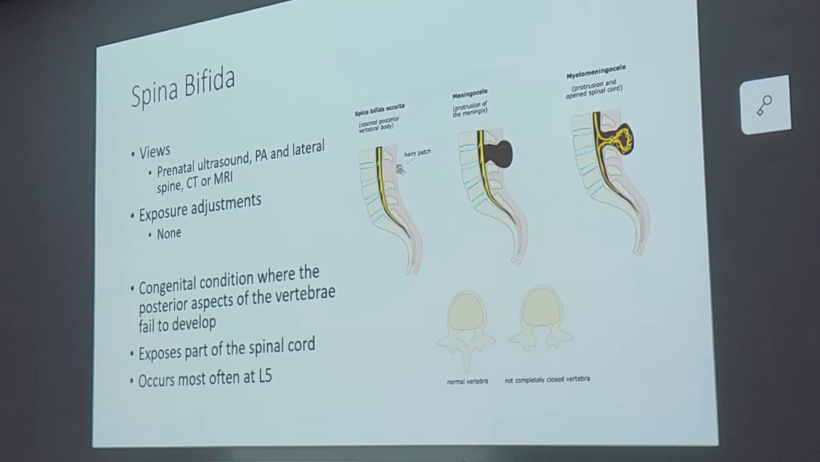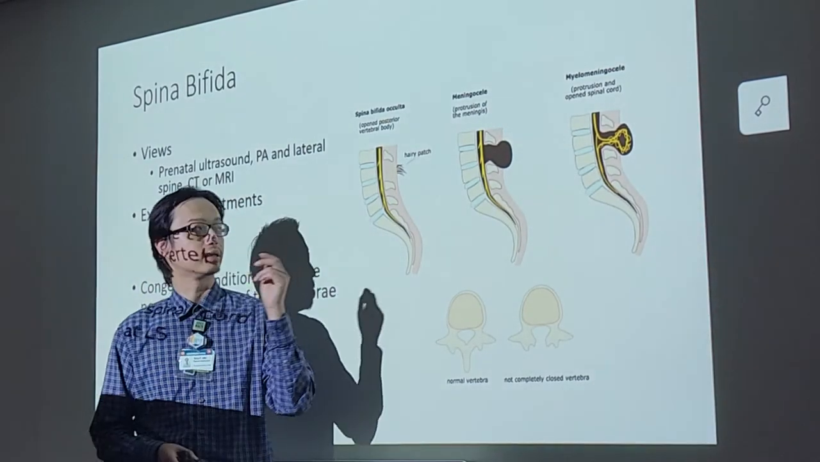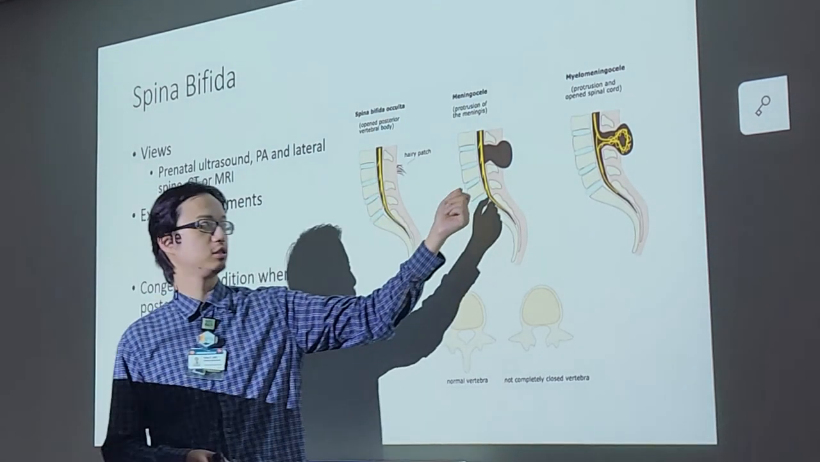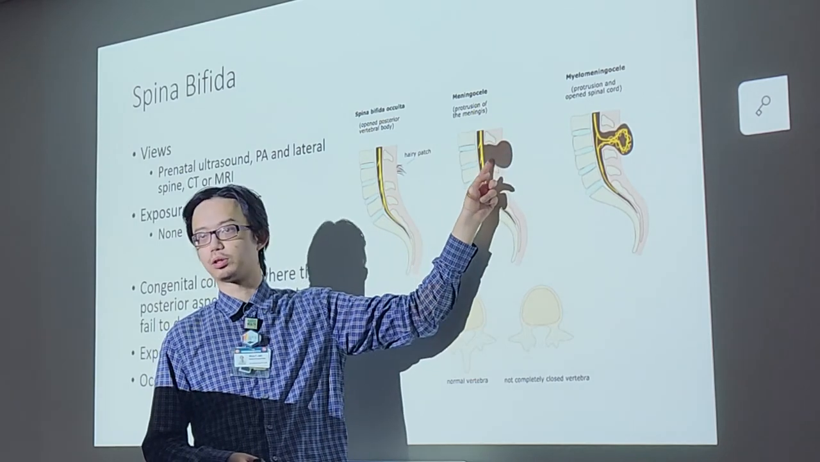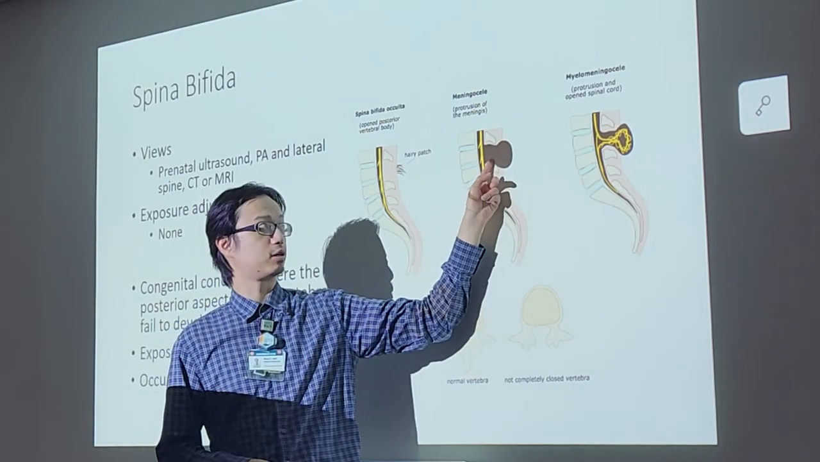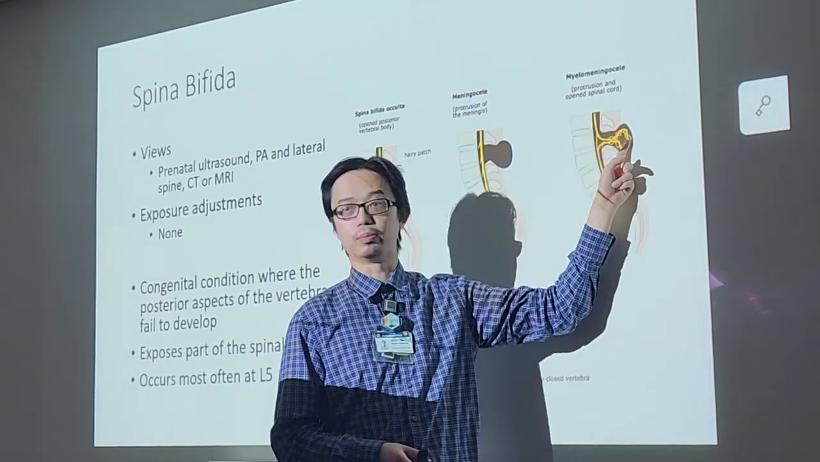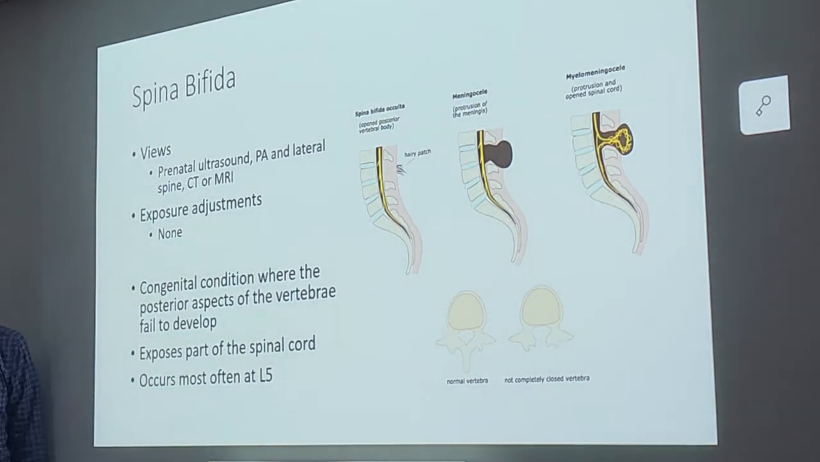From left to right of these images, it's the process of progression. It starts off on the left and progresses to the right. This is how it starts, and then it forms what's called a meningocele, where the meninges, the part around the spinal cord, start to protrude outside. Afterwards we have a myelomeningocele, myelo being the nerves. Nerves follow the meninges outwards. The cause of all of this is spina bifida, the incomplete formation of the vertebrae.